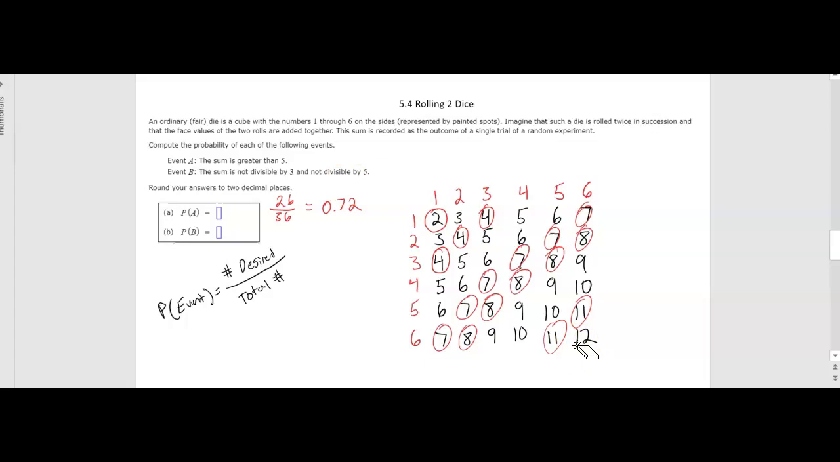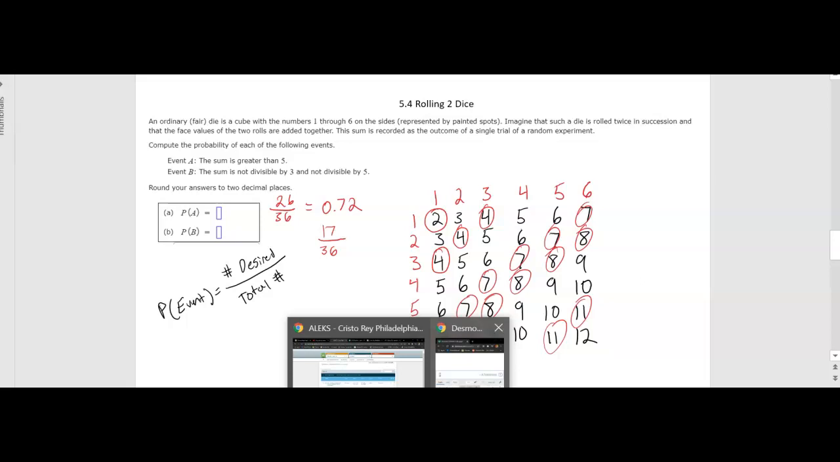Now, that is only 1, 2, 3, 4, 5 different numbers, but some of those numbers can show up multiple times. So if we're finding the probability, again, it's desired divided by total. There's 36 total possible outcomes. 1, 2, 3, 4, 5, 6, 7, 8, 9, 10, 11, 12, 13, 14, 15, 16, 17 out of the 36 are not divisible by 5 and not divisible by 3.